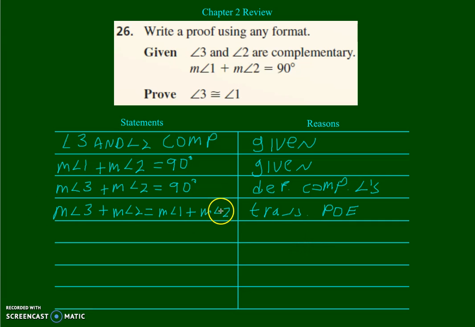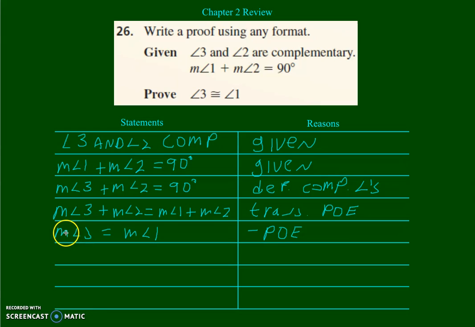So now that we have these two here, we can see that we have an angle 2 on both sides. And again, we have to get to angle 3 is congruent to angle 1. So we have to get angle 3 on one side alone and angle 1 on one side alone. Well, in this case, we can subtract angle 2 from both sides. Measure of angle 3 equals the measure of angle 1, because we subtracted angle 2 from both sides. So that's the subtraction property of equality.